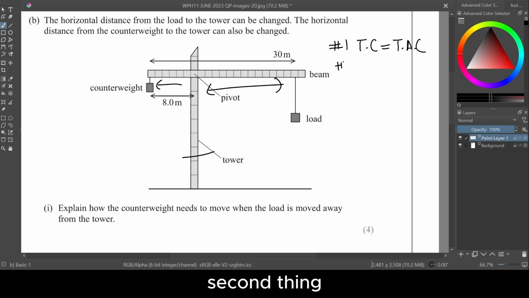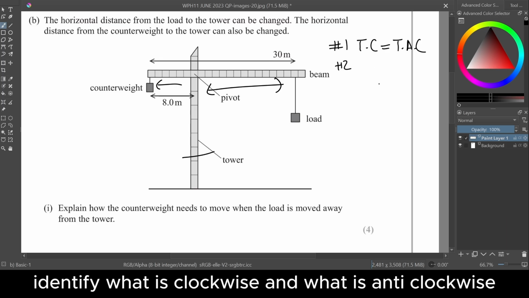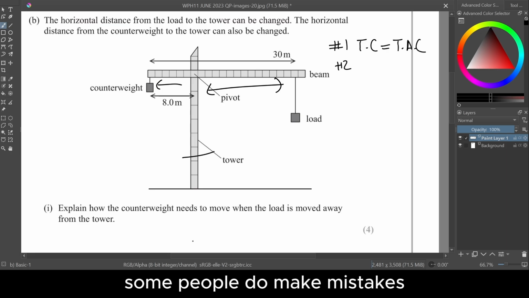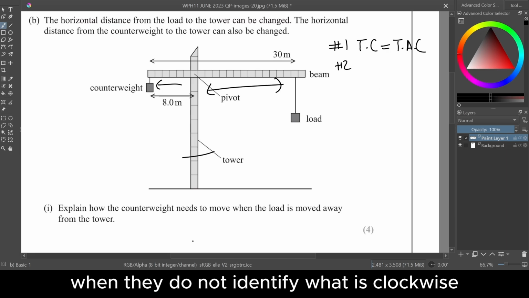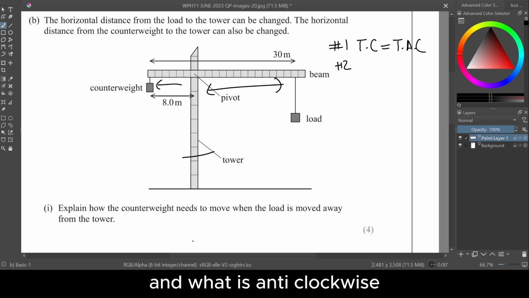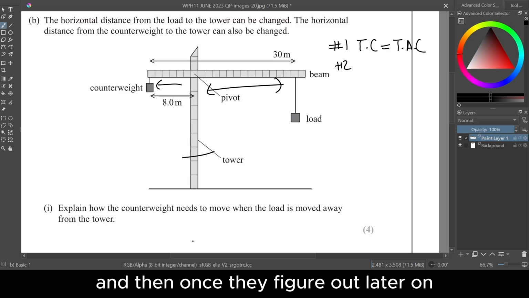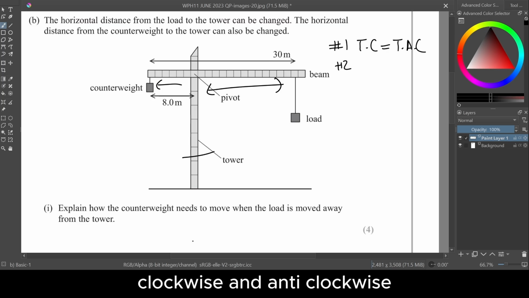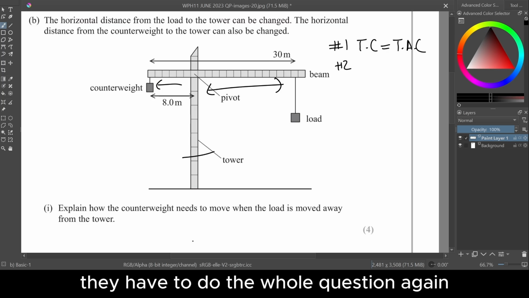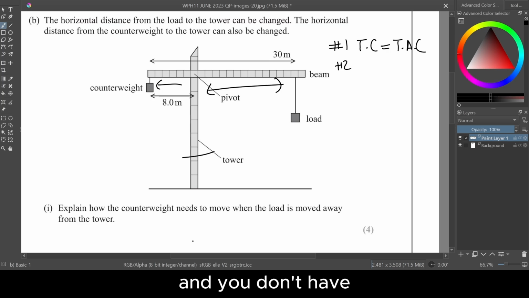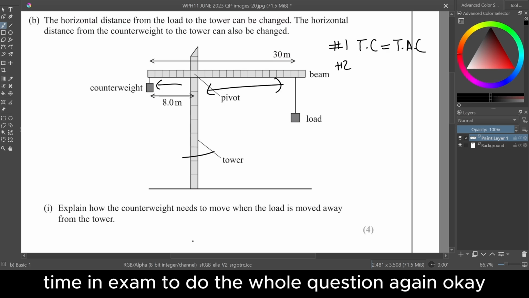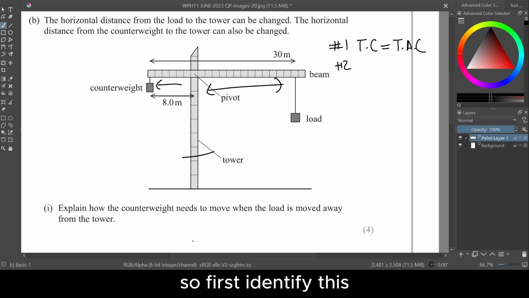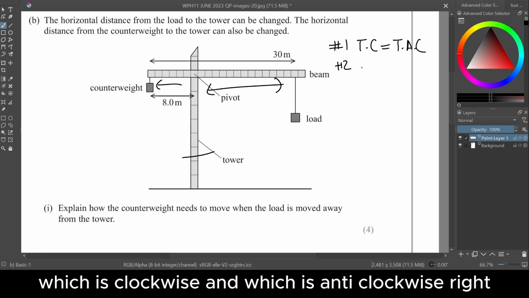Second thing, identify what is clockwise and what is anti-clockwise. Some people make mistakes when they do not identify which is clockwise and which is anti-clockwise, and once they figure out later that they have chosen the wrong one, they have to do the whole question again, and you don't have time in the exam to do that. So identify which is clockwise and which is anti-clockwise.